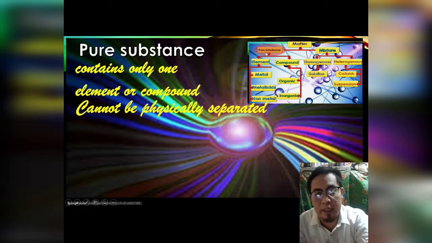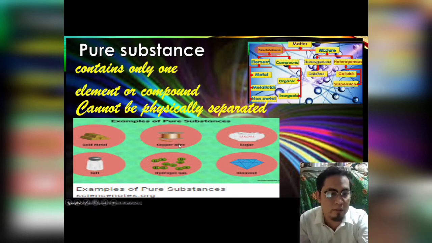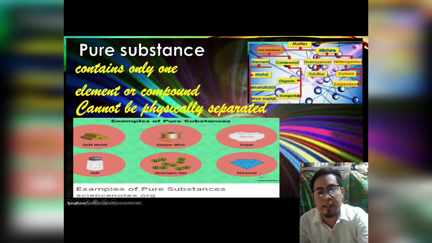So we cannot separate them by any physical means, such as filtering. Examples of pure substances are gold, copper wire, sugar, salt, hydrogen gas, and diamond. These are the basic examples of a pure substance.